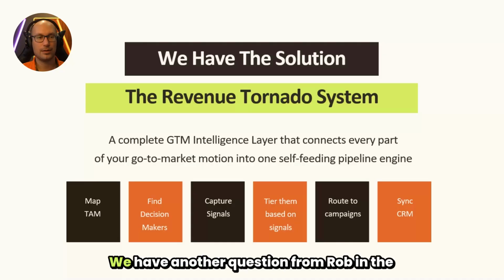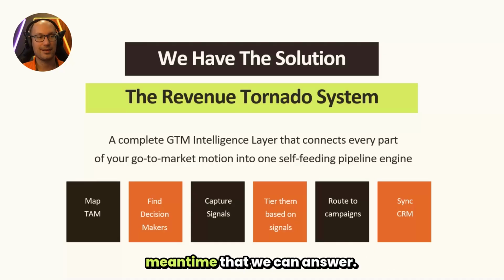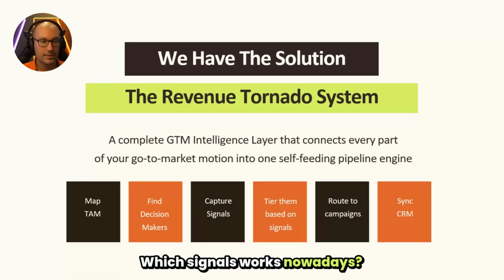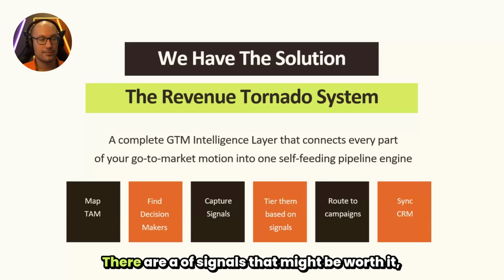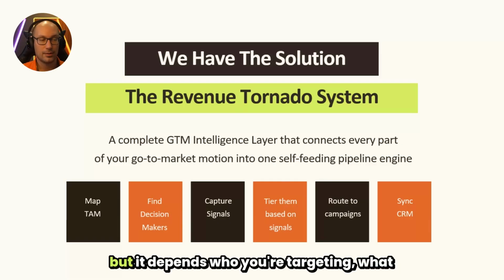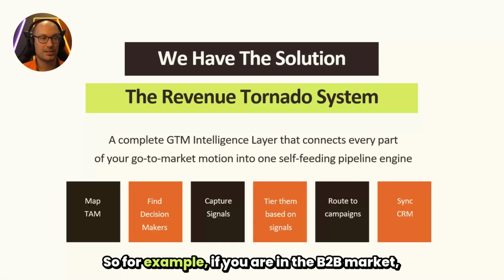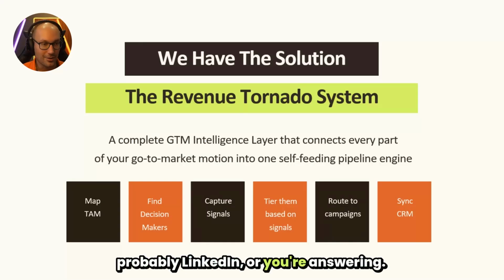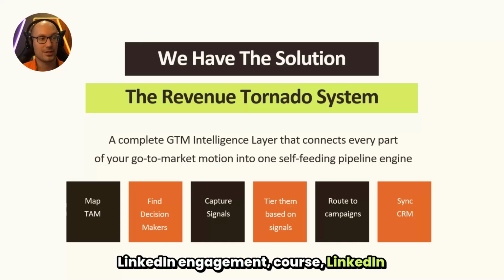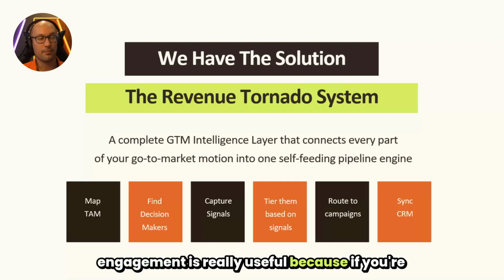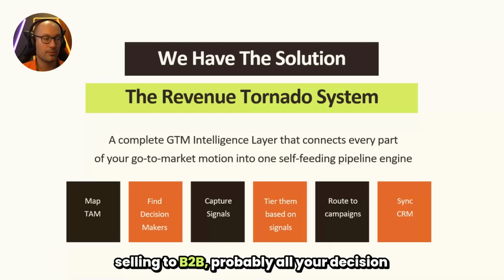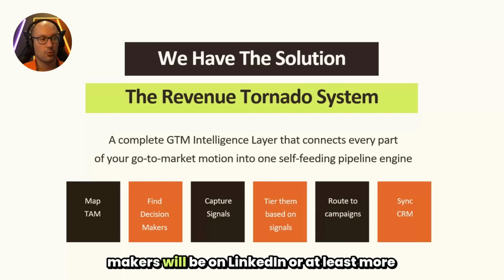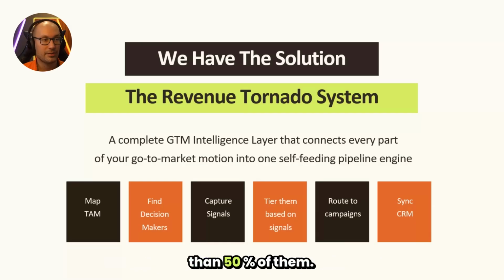That's a great question. We have another question from Rob in the meantime that we can answer. Which signals work nowadays? So it depends on the company. There are a lot of signals that might be worth it, but it depends who you're targeting, what you're selling. So, for example, if you are in the B2B market, probably LinkedIn, oh, you're answering LinkedIn engagement. Of course, LinkedIn engagement is really useful because if you're selling to B2B, probably all your decision makers will be on LinkedIn, or at least more than 50% of them.